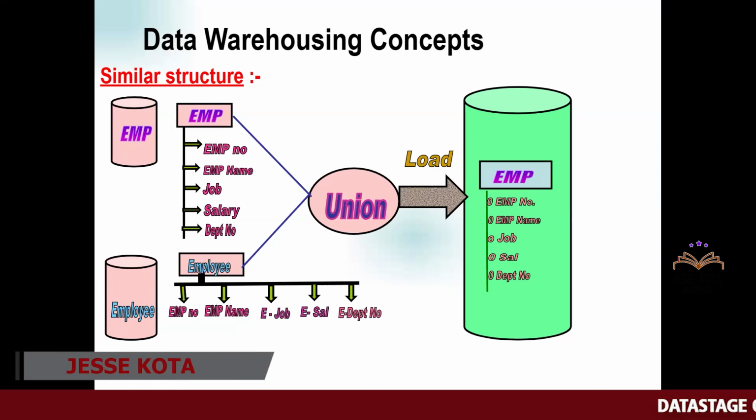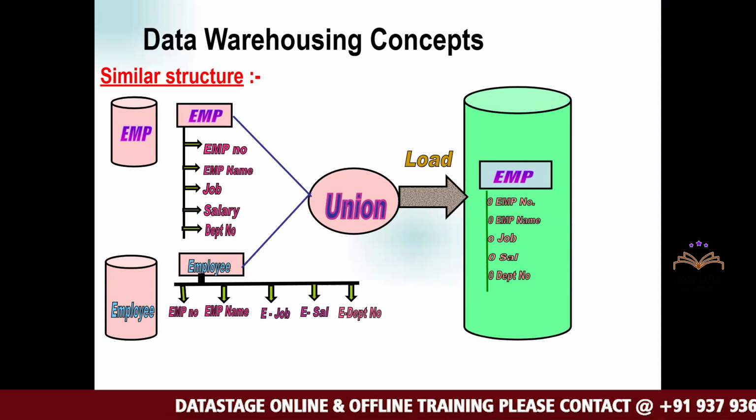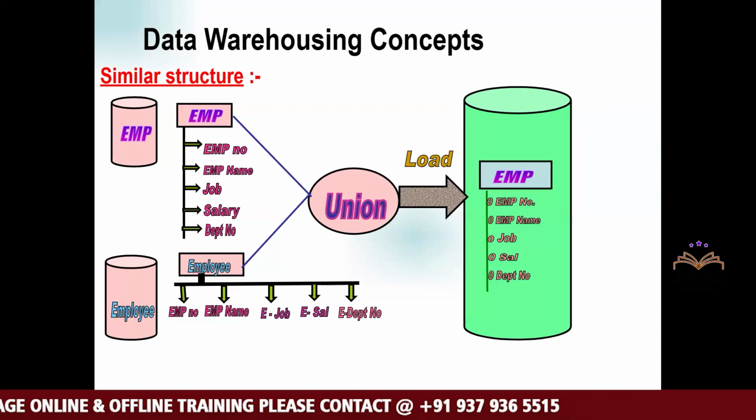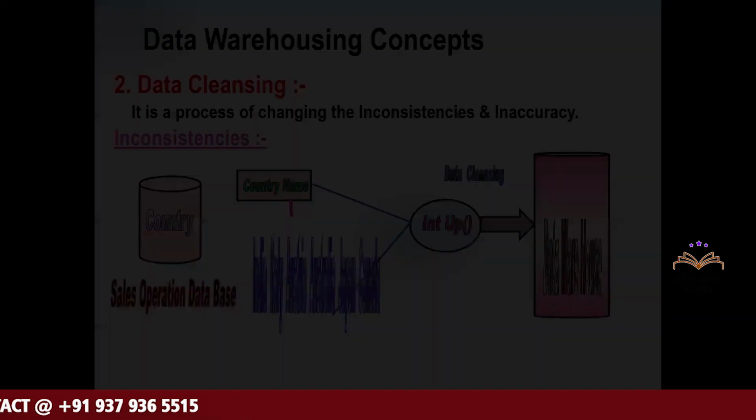Normally union all. Normally in SQL we have these set operations, right? Union is to combine all the records, and the union will eliminate the duplicates, and load the data into the target table. And cleansing.